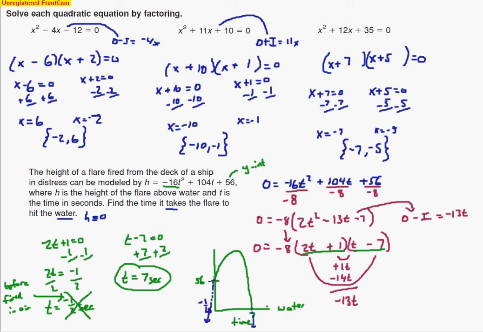See, at 56 feet, it was launched into the air. It gets up to a maximum height at some time, and then it falls back, and it hits the water at 7 seconds. And that's all we really care about. It's all that we had in the problem. And we just wanted the time it would hit the water, and that's 7 seconds. So there it is. Factor first, then solve using that zero product property. Good luck.